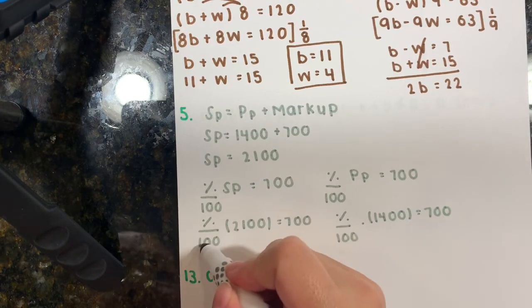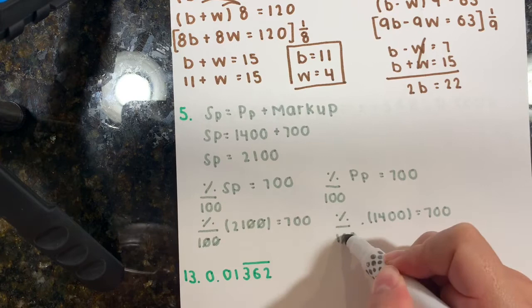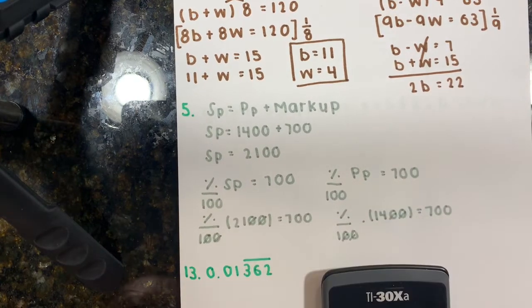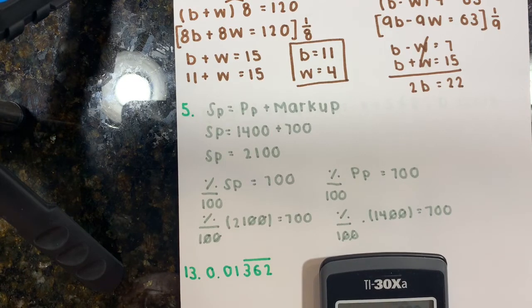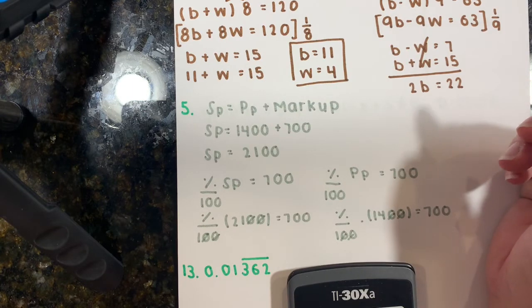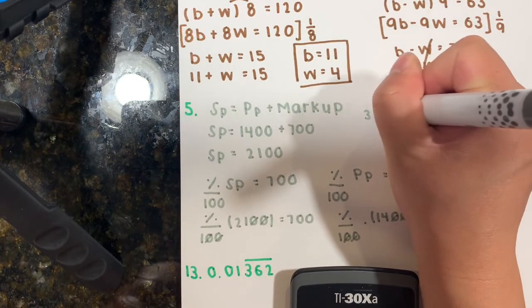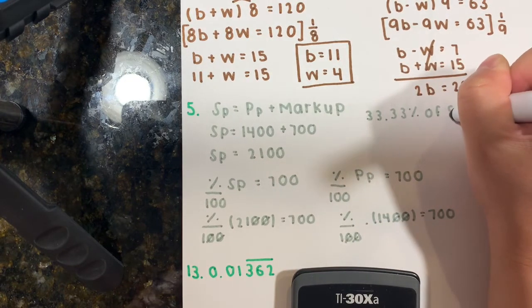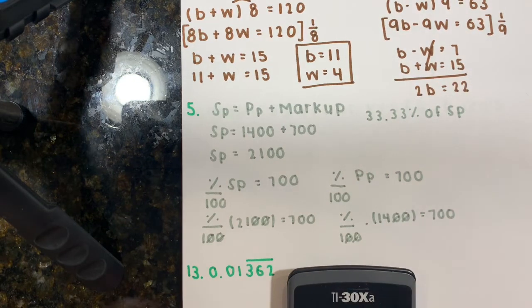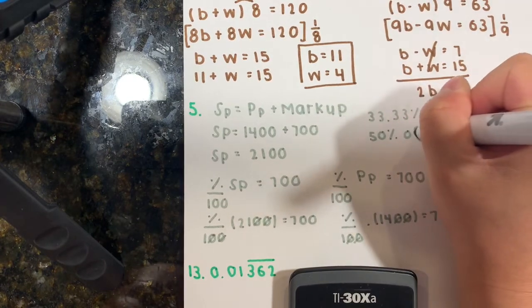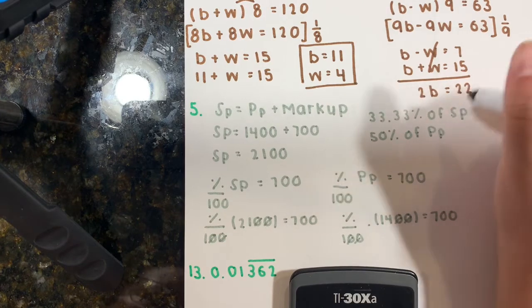So essentially what I'm doing is these zeros would cancel on both of these. So really what I'm doing for this one is I'm going to divide 700 by 21, which gives me 33.33% of the selling price. And for this one over here, it's going to be 700 divided by 14, which is going to be 50% of the purchase price.